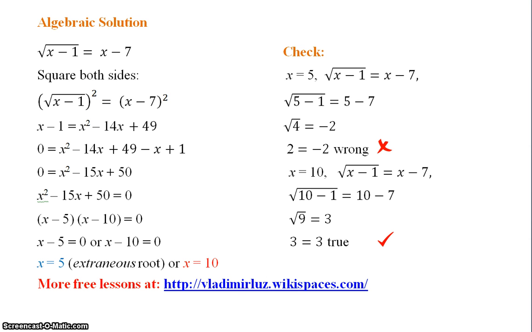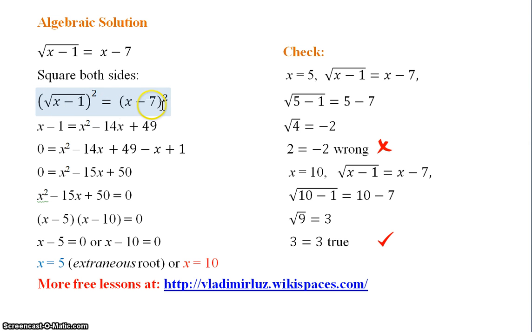I prefer to solve this equation algebraically. In order to solve this equation algebraically, we must square both sides to get rid of the radical sign. But squaring is very dangerous because when we square both sides of the equation, we can get so-called extraneous or fake roots. Let us see how it works in this case.